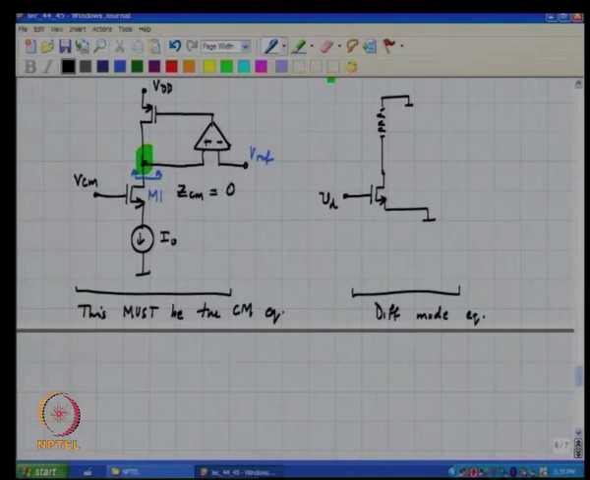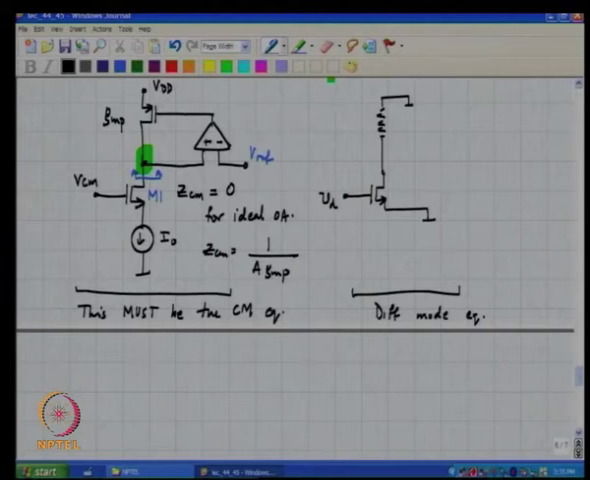In practice, the gain of the amplifier will not be infinite. If you call it A, then in practice, of course, ZCM will be 1 over A times GM of the PMOS transistor, right, and this is easy to establish. You just apply a voltage, measure the current and so on.